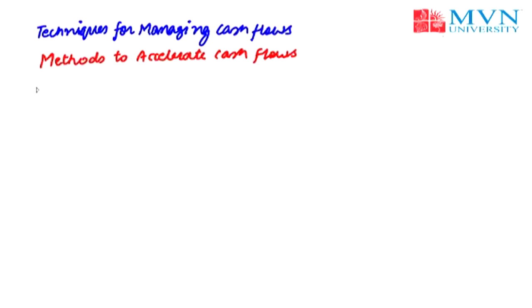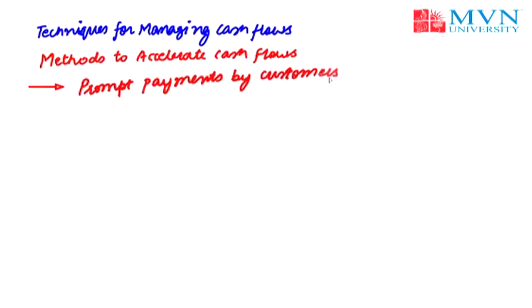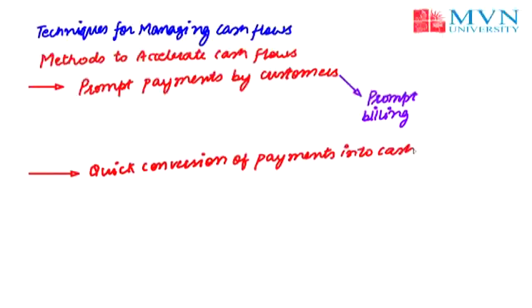The first method is prompt payments by customers. In order to accelerate the cash inflows, the collections from customers should be prompt. This will be possible by prompt billing. Now the next method could be quick conversion of payments into cash. The cash inflows can be accelerated by improving the cash collection process.